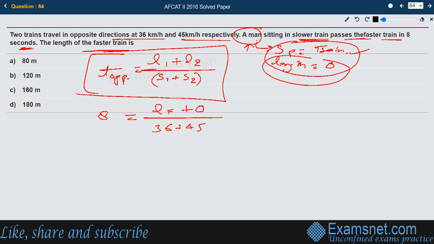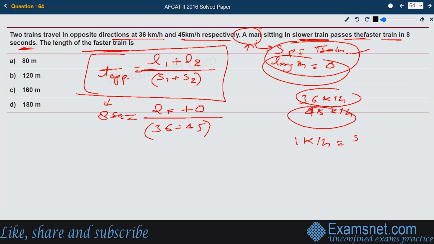So it is this, and obviously these values are in kilometer per hour. See, 36 kilometer per hour and 45 kilometer per hour. But here we have taken time as 8 seconds. The unit is 8 seconds. So we need to convert this 45 and 36 kilometer per hour into meter per second. So there is a conversion factor. 1 kilometer per hour can be converted into meter per second by multiplying it by 5 by 18 meter per second.